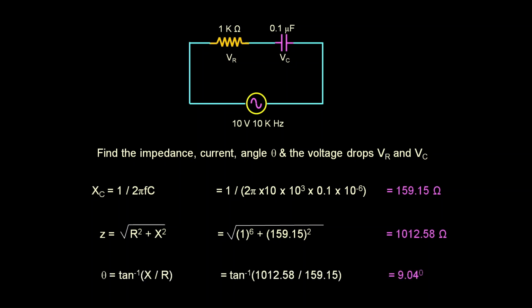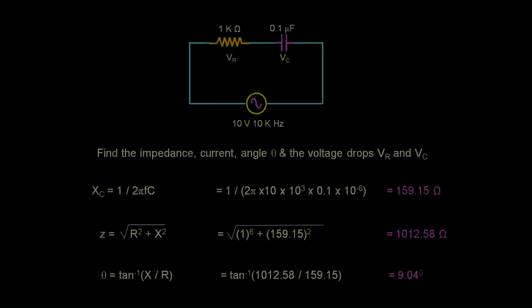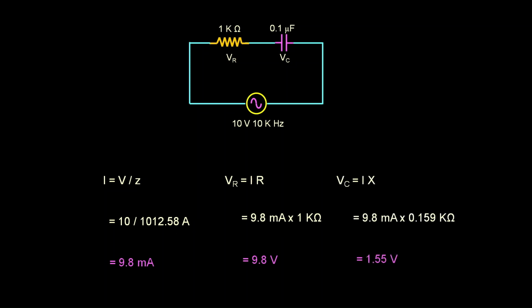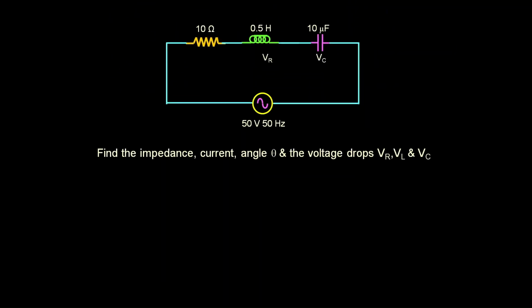Now what is next? Impedance we have done, angle theta done. Now current will be what? V by Z. Now V is equal to IR, because they are asking you to find the voltage drop across capacitance and resistance. I hope this sum is also clear.